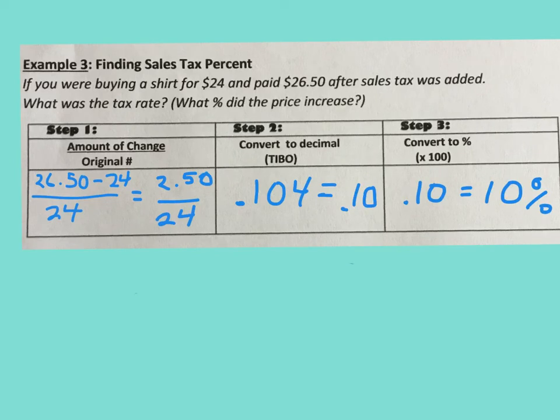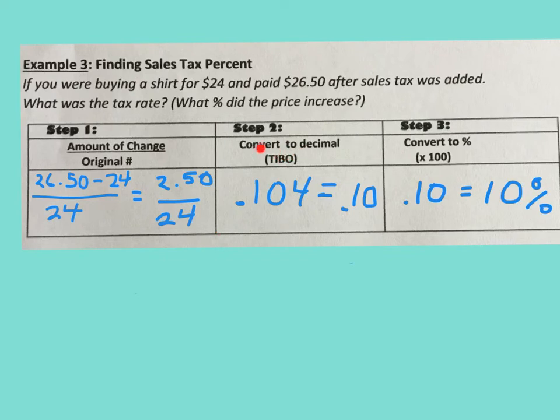All right, does your chart look like mine? So I subtracted $26.50 minus $24 and got a $2.50 increase because it went from $24 to $26.50. So I paid $2.50 more. So that's actually the tax I paid. And I put it over my original amount of 24.